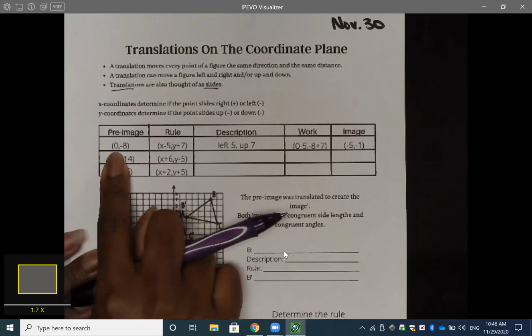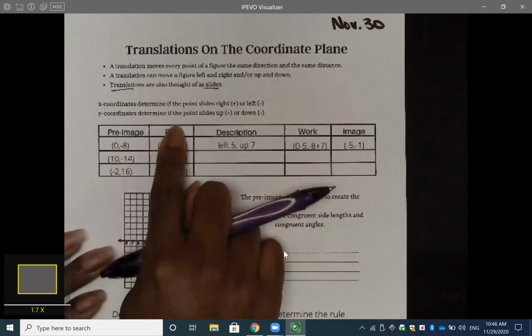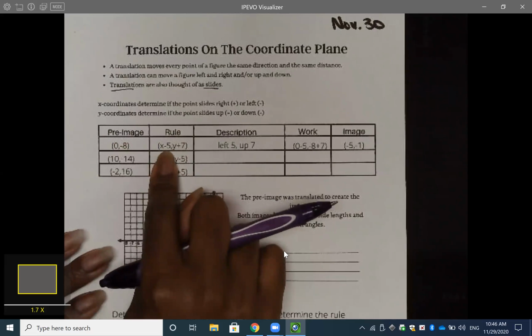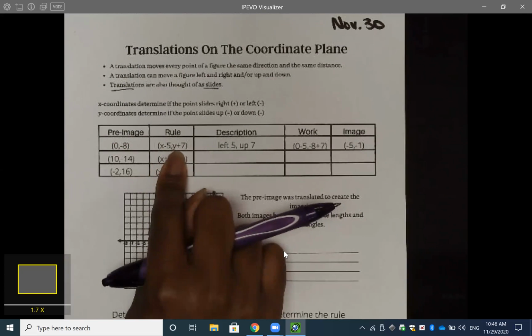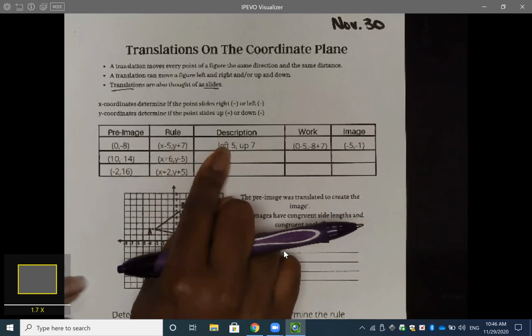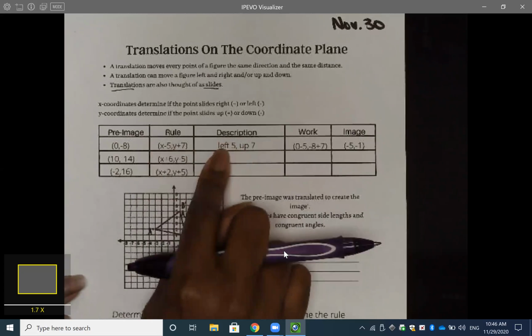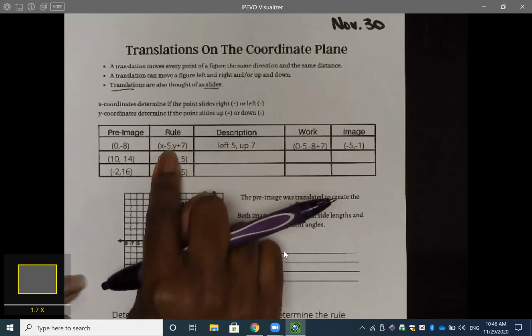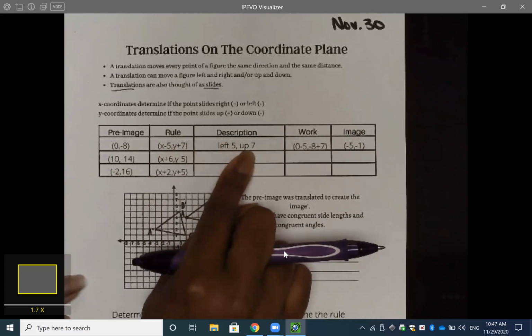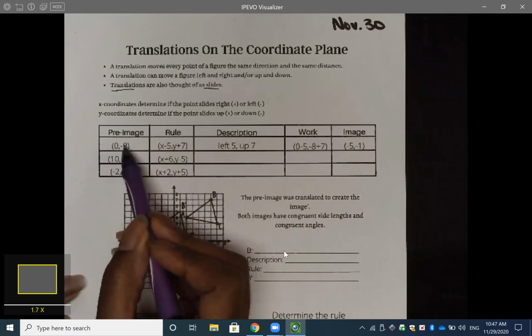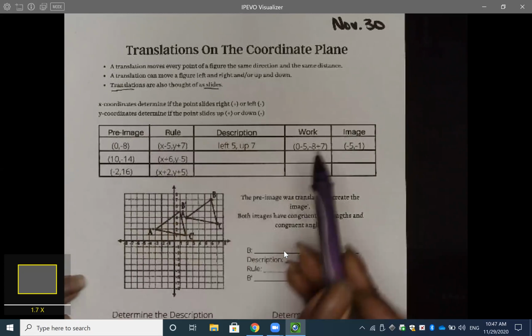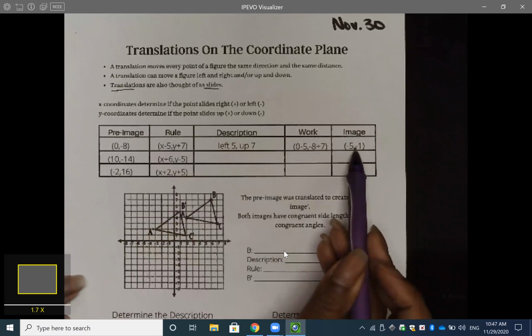Sometimes they'll give you the ordered pair of your pre-image. So my pre-image is originally at (0, -8). And then this is the rule: x minus 5, y plus 7. By this, we can tell that since our x is negative, we're going to the left 5, and since our y is positive, we're going up 7. Then when you go to do your work, you take your x and y from right here, plug it into this rule, and this is what you have. And then you solve, and that's how you'll determine where your new image is.